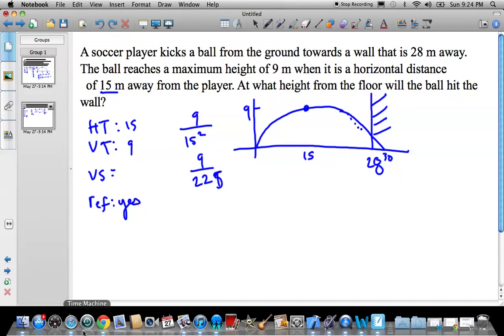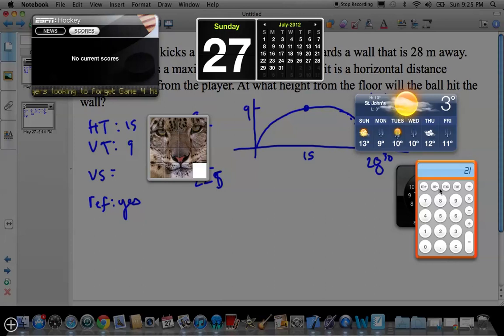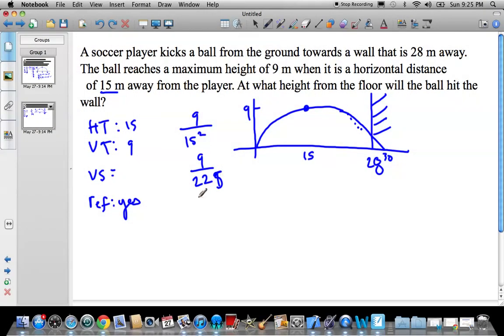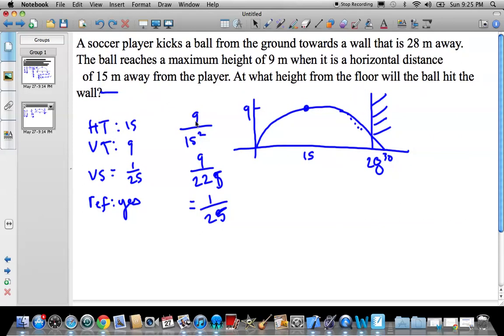Let me see if that reduces down. I'm not sure. 225. Let me see. 225 divided by 9. Yes. So this equals 1 over 25. I kind of thought it was 9 times 25, but wasn't sure. So that means my VS is 1 over 25, which is a good thing. So let me move this stuff out of the way here. Let me just delete it.